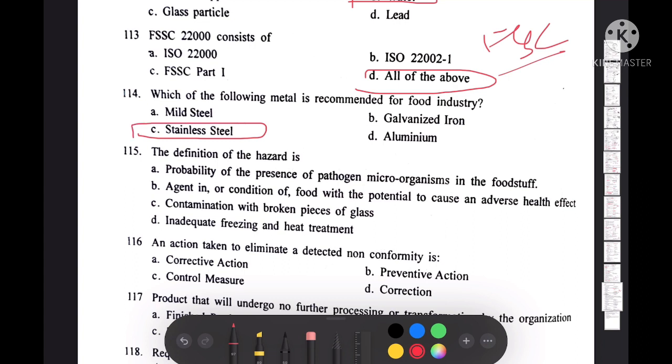Next, the definition of the hazard is. So the options are probability of the presence of pathogen microorganisms in the foodstuff. Option B, agent in or condition of food with the potential to cause an adverse health effect. Option C, contamination with broken piece of glass. And option D, inadequate freezing and heat treatment. So the correct answer to this is, the definition of the hazard is agent in or condition of food with the potential to cause an adverse health effect.